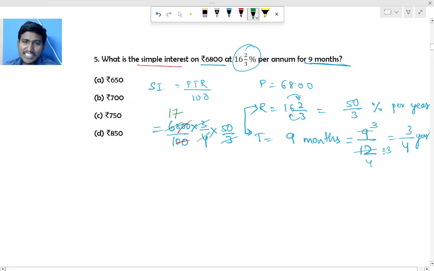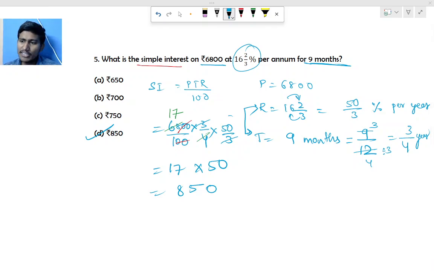17 fours are 68. Directly I am doing 17. Yes. So 17 into how much is remaining? 17 into 50. 17 fives are 85. So 850 will be the answer. What is the interest? 850 is the interest. This is how you have to do.